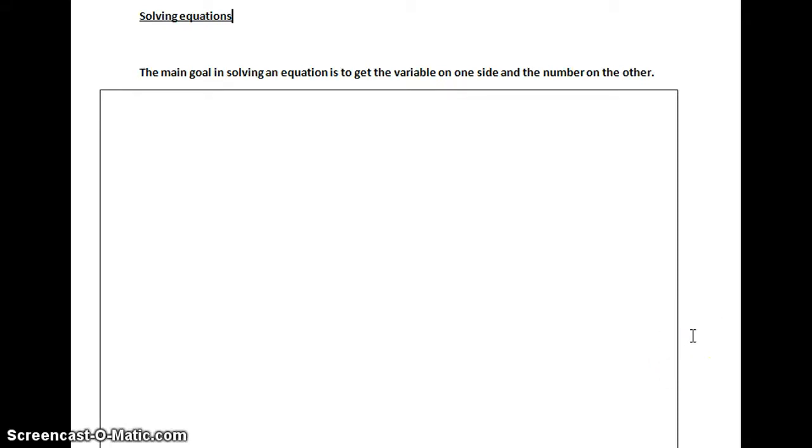I'm going to be talking to you tonight about solving equations. That's solving for a variable, typically x, but sometimes different variables. Now, when you're solving an equation, the main goal is to get the variable on one side and the numbers on the other. It doesn't really matter which side they go on, but a lot of times you might go towards putting the variable on the left, but it really doesn't matter, and we'll do some examples.